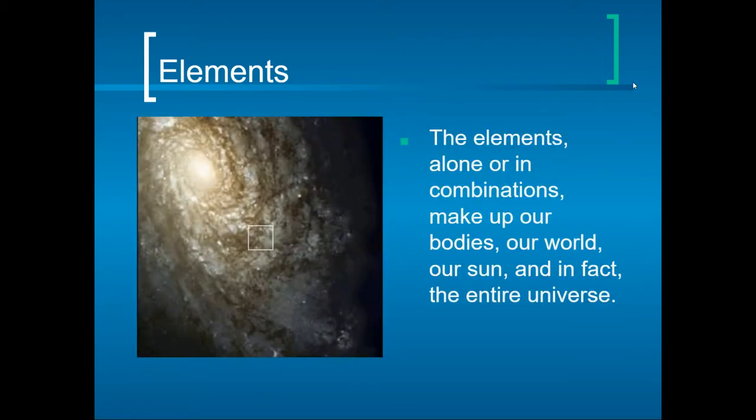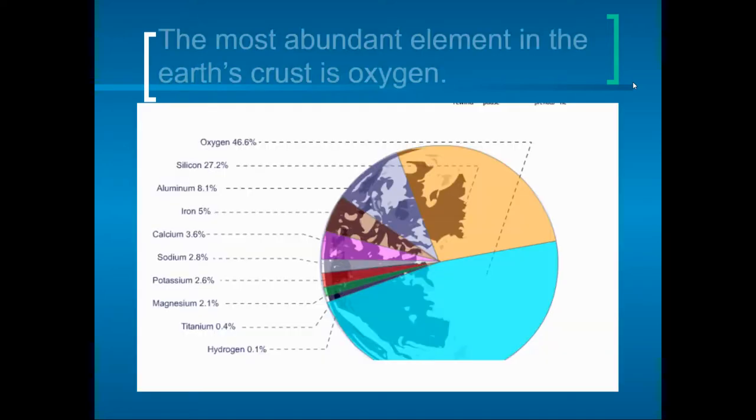Right, so elements alone or in combinations make up our bodies, our world, our sun, and in fact, everything about the universe. And this is something that y'all understand. This is not anything new, but everything is going to be made of atoms or elements in some shape, form, or fashion. All right, so the most abundant element in the Earth's crust is oxygen, right, which makes sense, and it's found in many different forms, many different compounds. And then you can go through there, you can see some of the other elements in the Earth's crust. It's quite a bit.